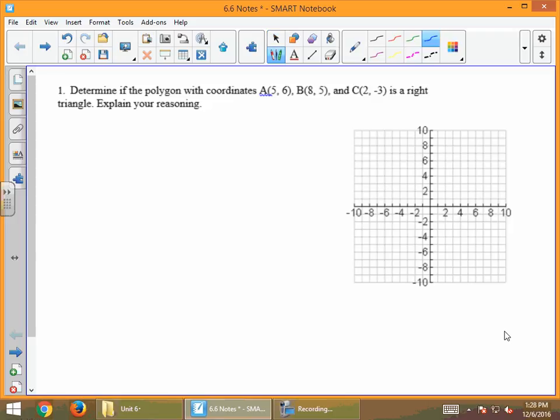So if we want to determine if these points make a triangle or a right triangle, what should we probably do with those points? Graph them. Good. Let's plot them. 5, 6. 8, 5. And 2, -3. Okay, and then make sure you also label them. This was A, label this B, and C. Make sure you label your points.